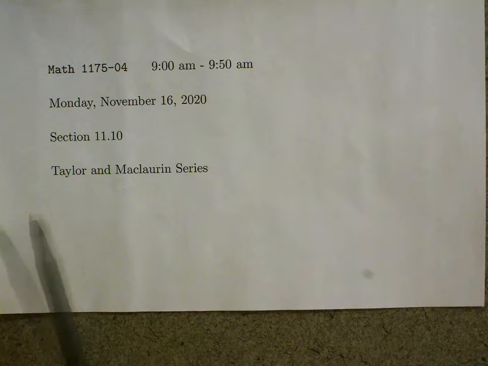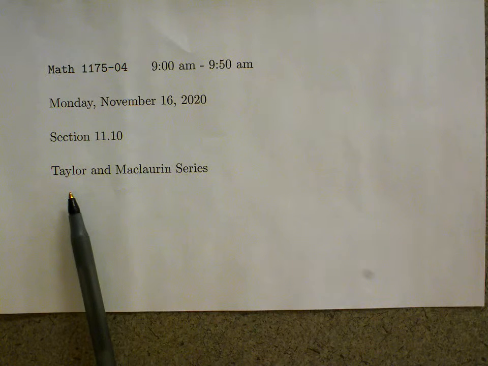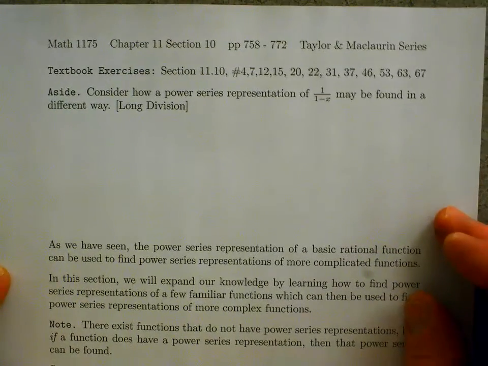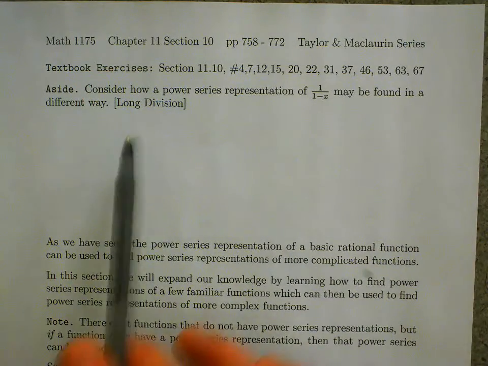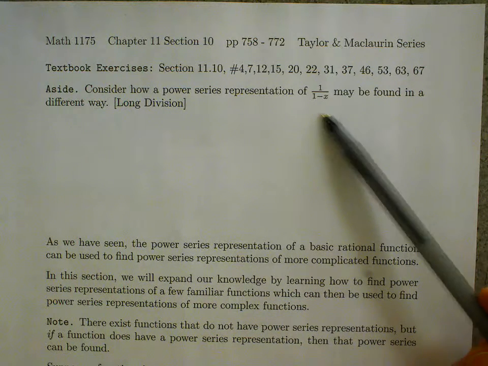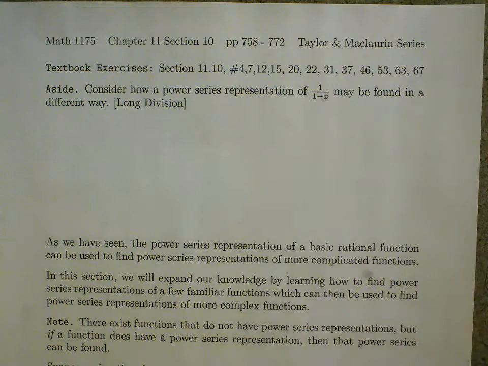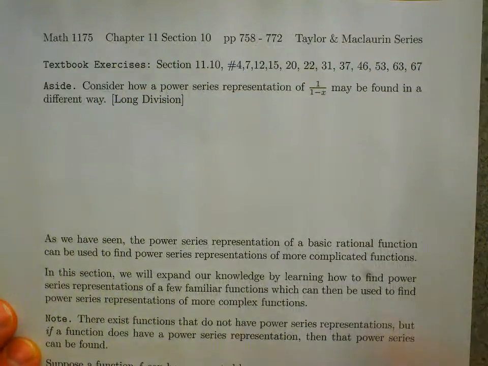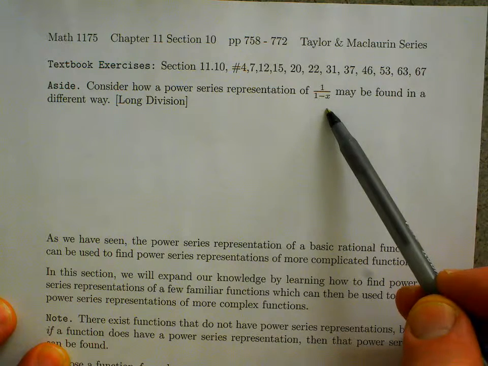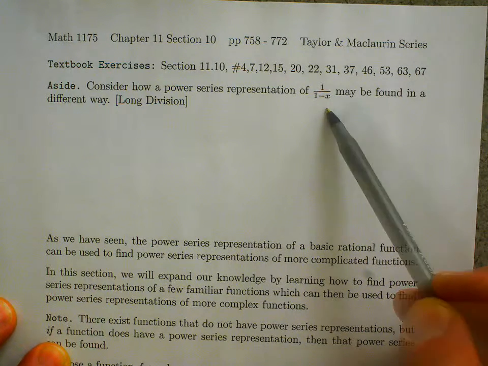Today we'll be in section 11.10. This is the section on Taylor series and Maclaurin series. But first, we'll just do an aside. Consider how a power series representation of 1 over 1 minus x may be found in a different way than what we did before. Using long division, 1 over 1 minus x simply means 1 divided by 1 minus x.